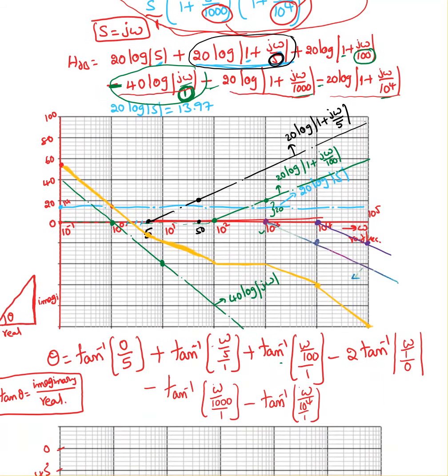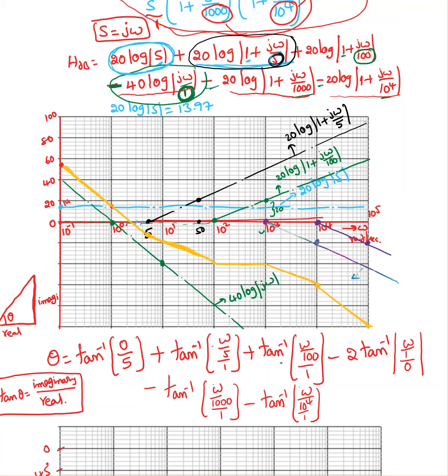Now how do you draw the plot? Now 20 log 5 is nothing but 13.97. So here it is, the magnitude does not change with respect to frequency because there is no frequency here. So that's a straight line, the blue line. Next one is 20 log |1 plus j omega over 5|. Okay, corner frequency is 5. It is increasing at the rate of 20 decibels per decade.